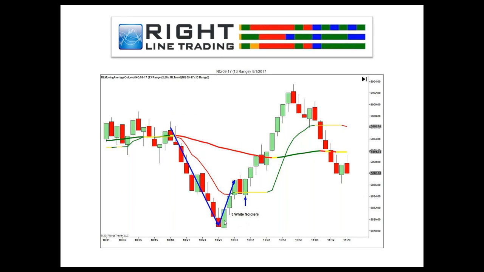Here's again the three white soldiers. Up, back, and up.